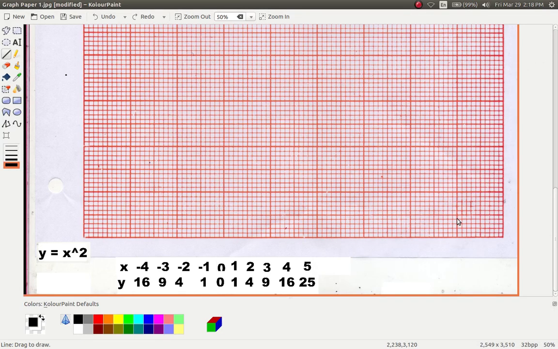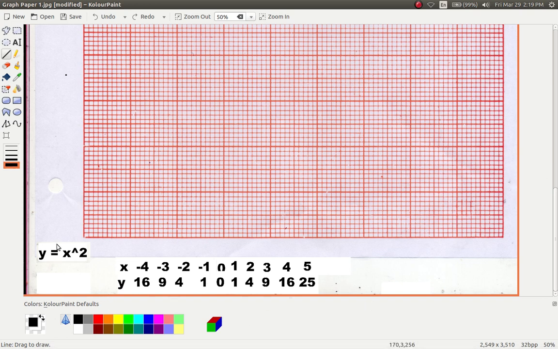Okay, we have drawn up the table in the previous video for y is equal to x squared.